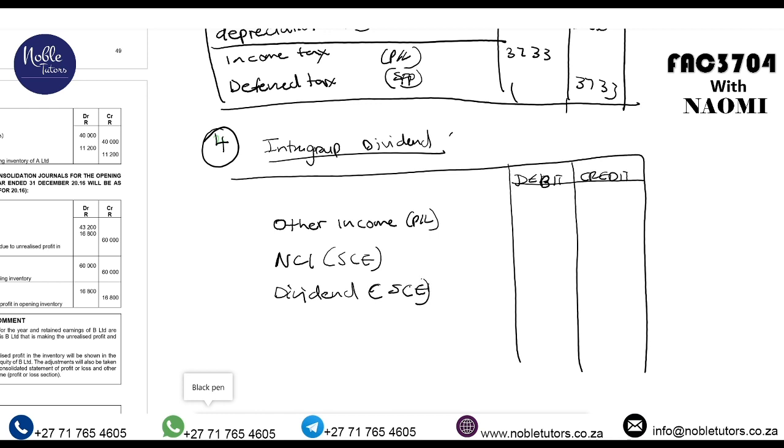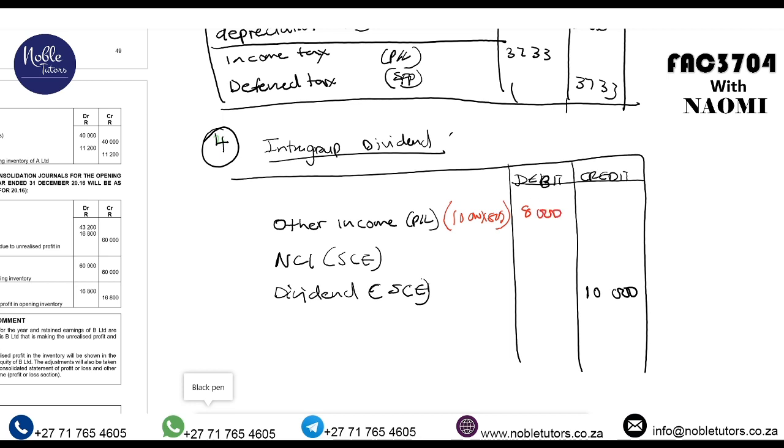Right. So, for example, B Limited declared or paid a dividend of 10,000. Okay. So, 10,000 was declared here. Then A Limited, which is the parent, has only 80%. So, I'm going to take 80% of the dividend as dividend received for the parent. So 10,000 times 80%. In other words, I am going to reverse the 8,000.